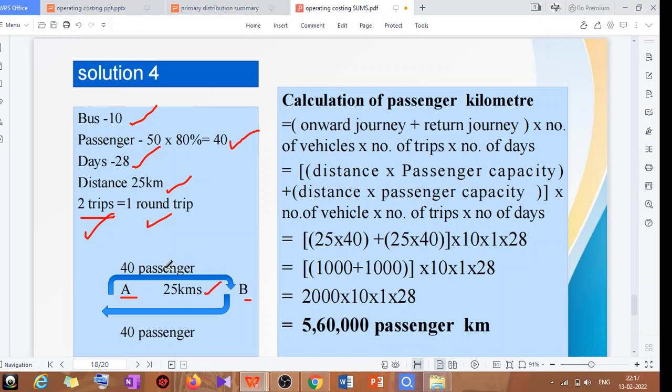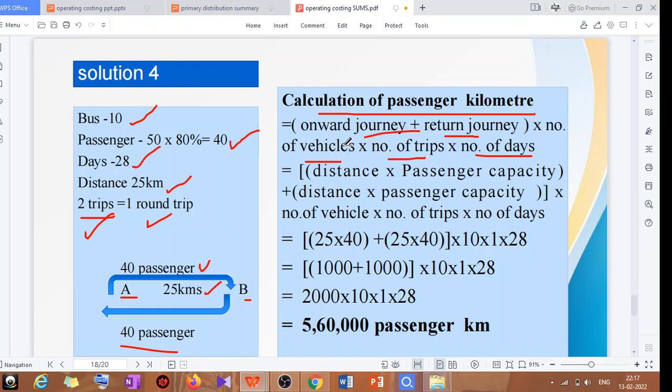25. What is the number of passengers who have traveled? That is not 50. Don't take 50 because I mentioned only 80% of the capacity. So take 80%, that is 40 passengers. While returning also it is 40 passengers. Clear? Okay, that is the calculation of passenger kilometer: onward journey plus return journey into number of vehicles, into number of trips, into number of days.